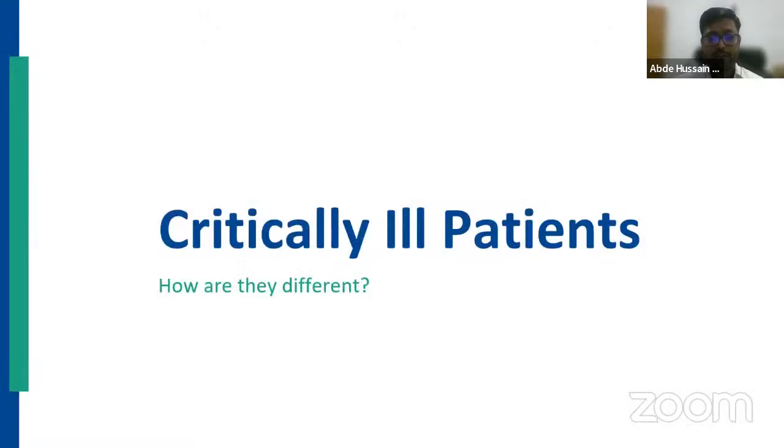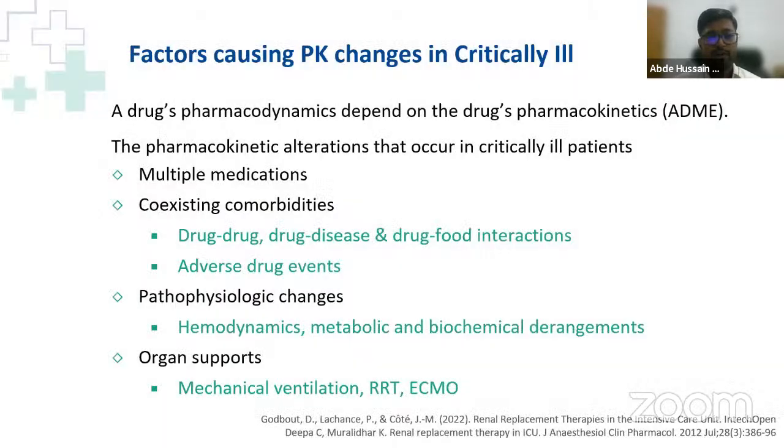So critically ill patients, how are they different from normal patients? What are the factors causing PK changes in critically ill patients? As we all know, the drug's pharmacodynamics always depends on the drug's pharmacokinetics. If it is not able to absorb, there is no action. If it's not able to reach the target site, there is no action. So what are the factors?